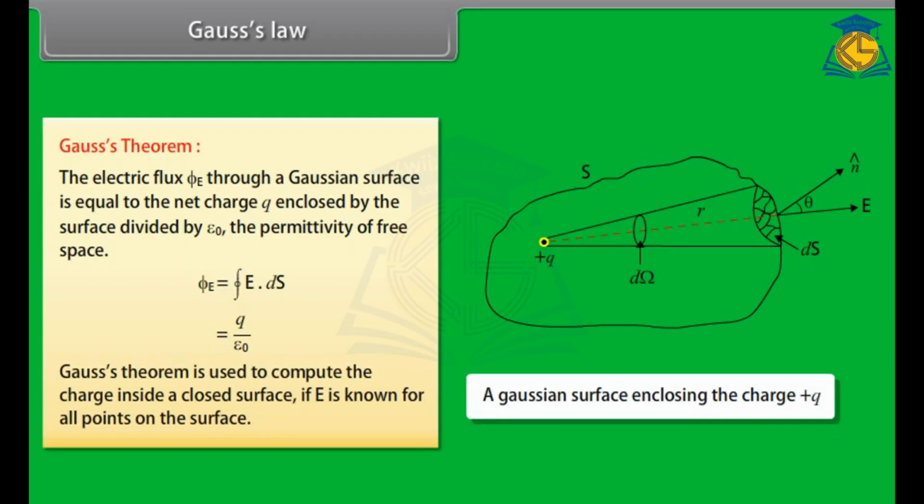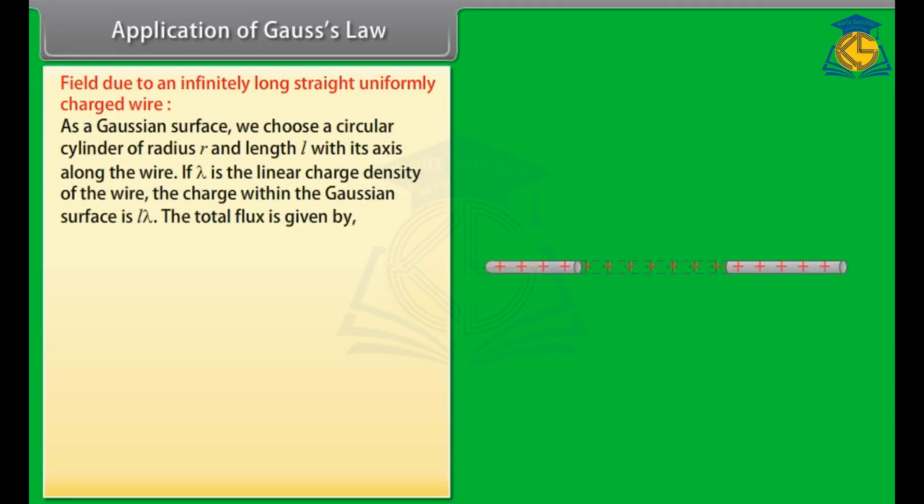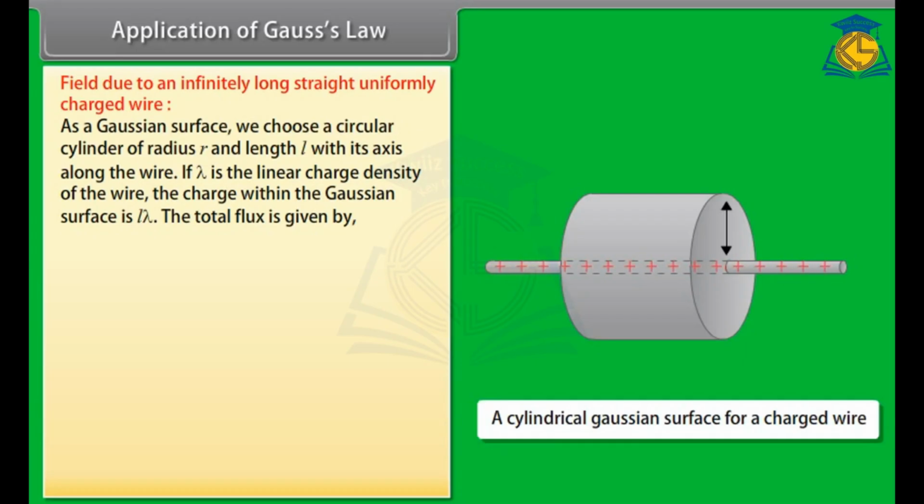Gauss's theorem is used to compute the charge inside a closed surface if E is known for all points on the surface. Application of Gauss's law. Field due to an infinitely long straight uniformly charged wire. As a Gaussian surface, we choose a circular cylinder of radius r and length L with its axis along the wire. If lambda is the linear charge density of the wire, the charge within the Gaussian surface is L lambda.